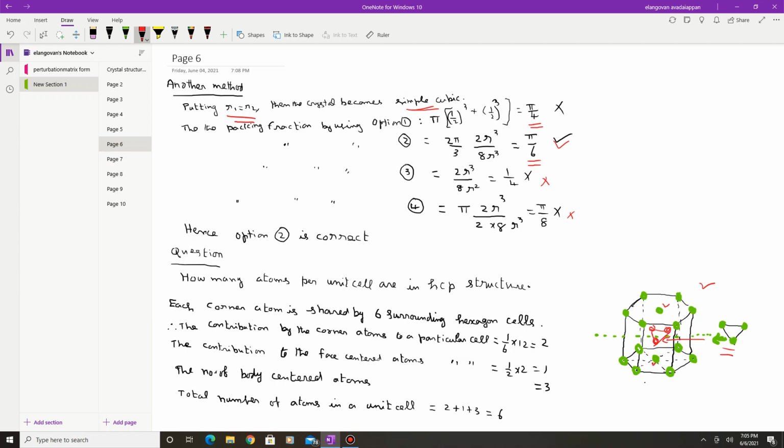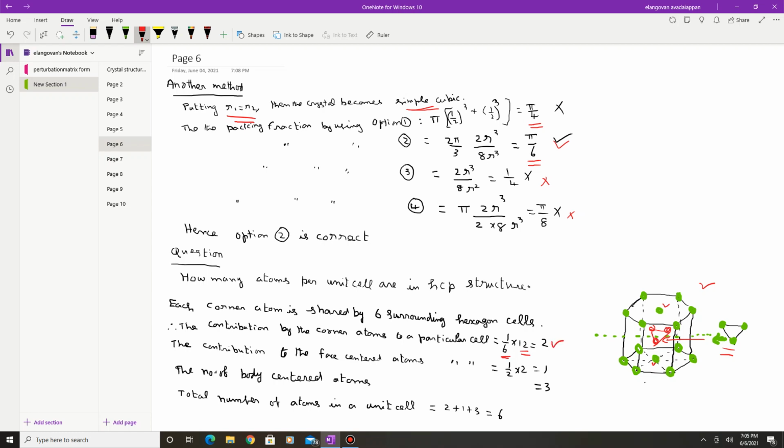In order to calculate this, each corner atom is shared by 6 surrounding hexagonal cells. If you choose any one particular atom at the corner, it is surrounded by 6 neighboring hexagonal cells. Therefore, the contribution by a corner atom to a particular cell is 1 by 6. There are 12 such corner atoms: at the top there are 6 corner atoms and at the base there are 6 corner atoms. So 1 by 6 into 12, you will get 2.